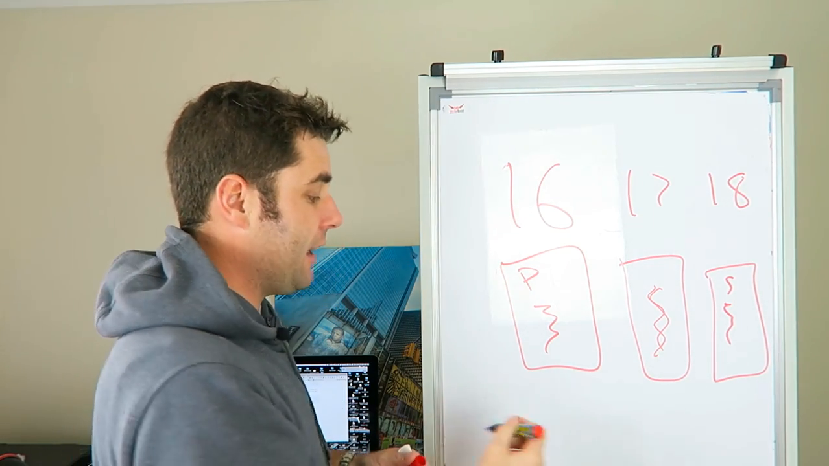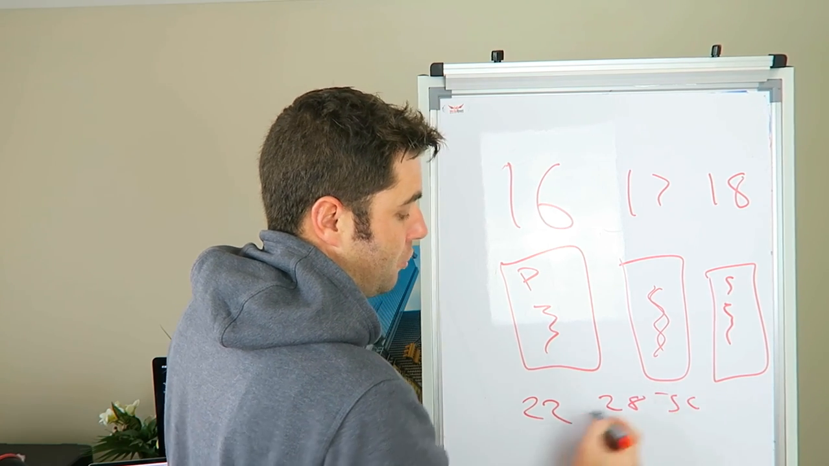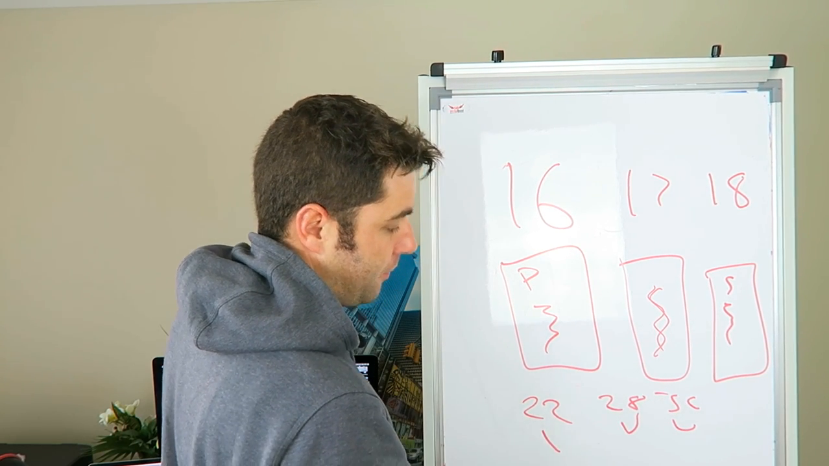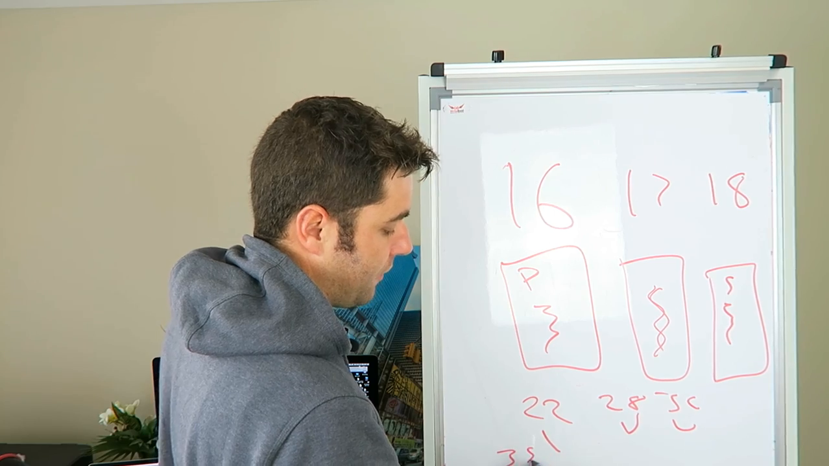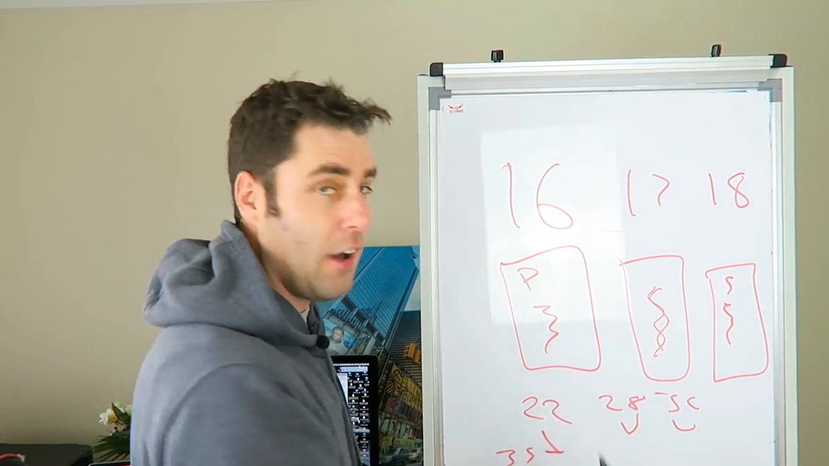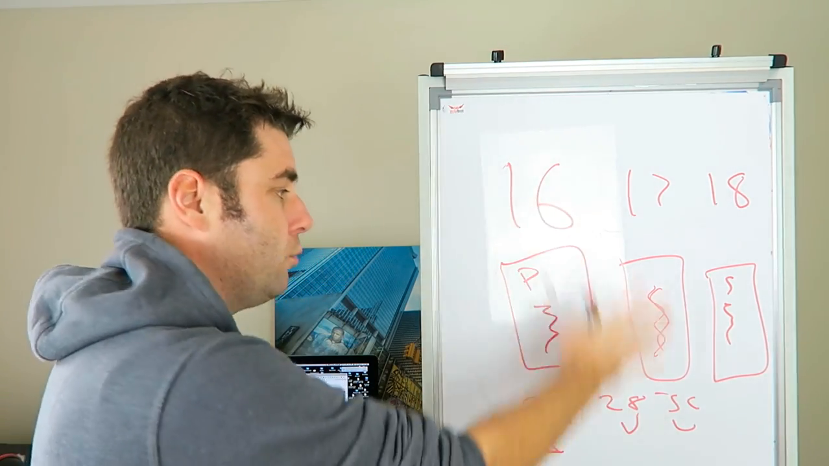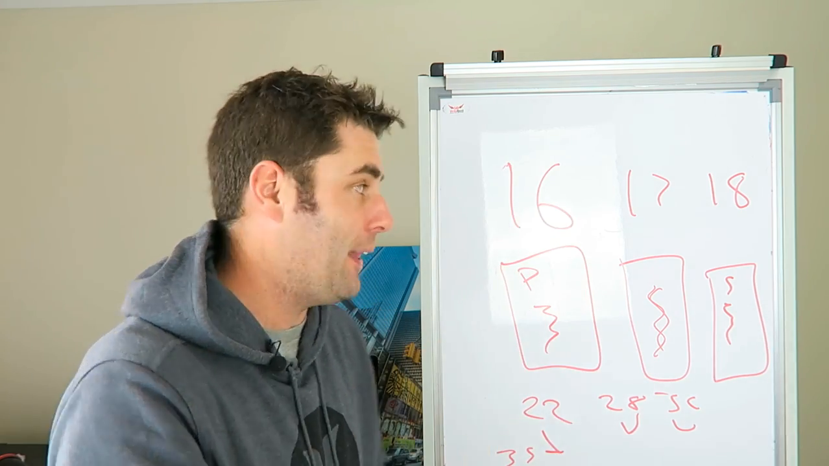And then day 22, day 28, day 30, we might do more value, and then on day 35, we might promote, can you see, you can't see that, you can just see that. On day 35, we might promote another product. Guys, this, my friends, is how you start an online business in affiliate marketing.